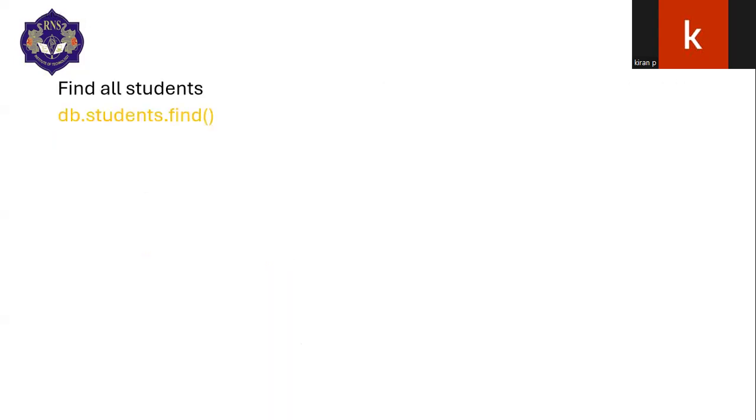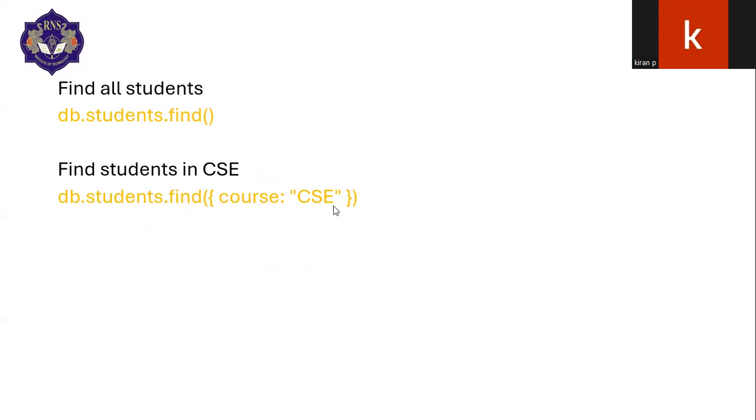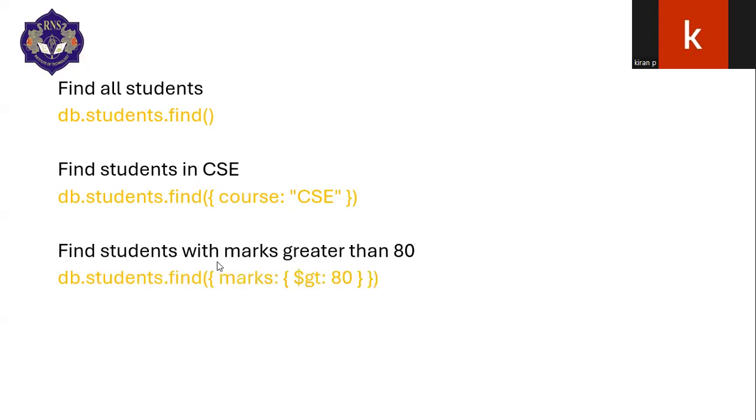So this is what we are trying to retrieve. Find all students: db.students.find will retrieve all the students. Find students in CSE: db.students.find with a key value pair, course: CSE. Course becomes the key, CSE is the value. Wherever it matches, the entire set of documents will be retrieved. Find students with marks greater than 80: there is an inbuilt representation called $gt, greater than, with respect to marks. So I'm saying greater than 80.